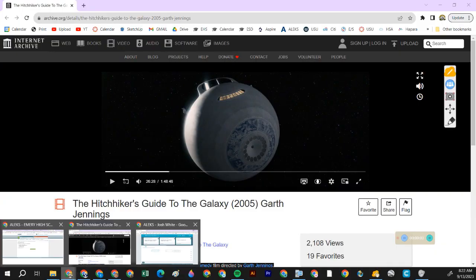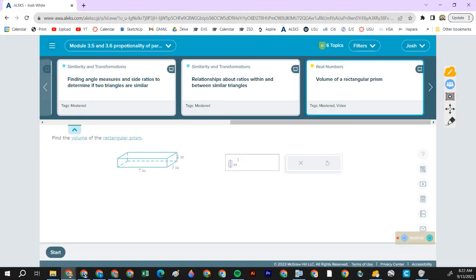Not that. We want this. This is 3.5 and 3.6. It's the last section, chapter 3. So we're going to start out with volume of a rectangular prism. Hopefully you guys know how to do this. What's the formula for volume?